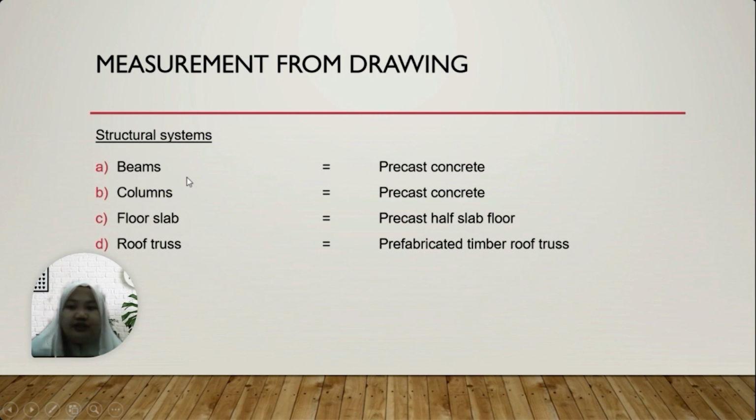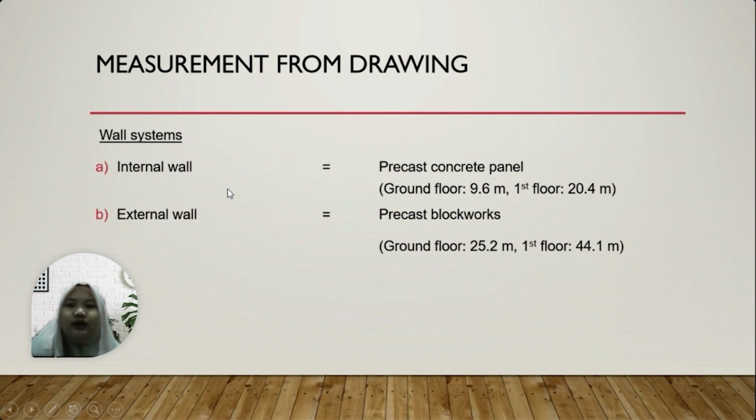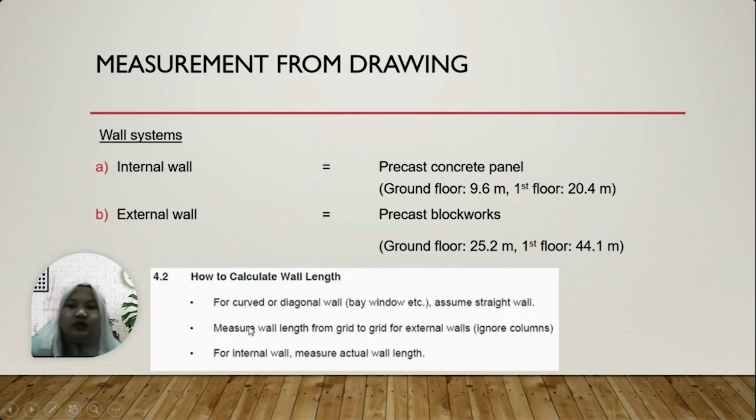Next we go to the structural system. For beams and columns, we use precast concrete. For the floor slab, we use precast half slab floor. The prefabricated timber roof truss is for the roof. Next we go to the wall system. First we must know how to calculate the wall length. For a curved or diagonal wall, we assume the wall is straight. We measure wall length from grid to grid for external walls, ignoring the columns.